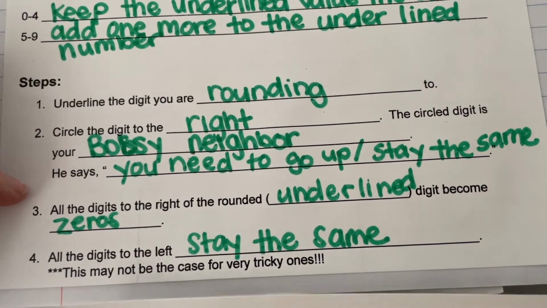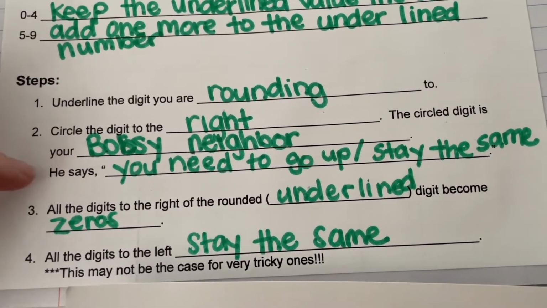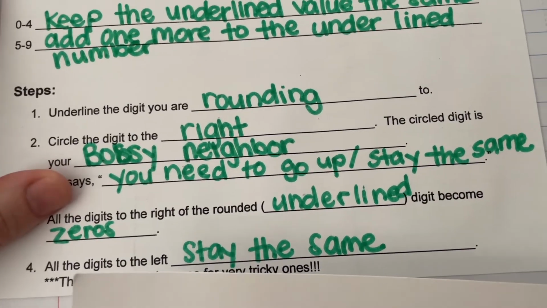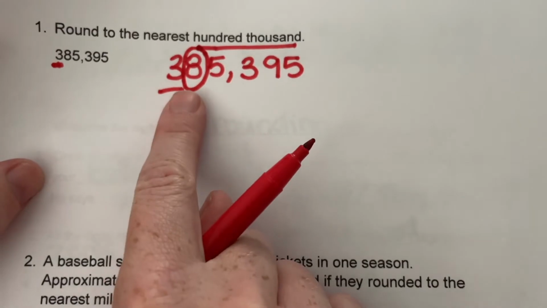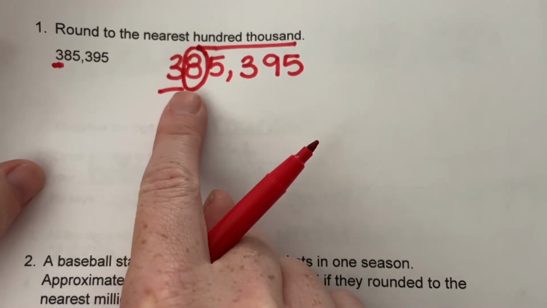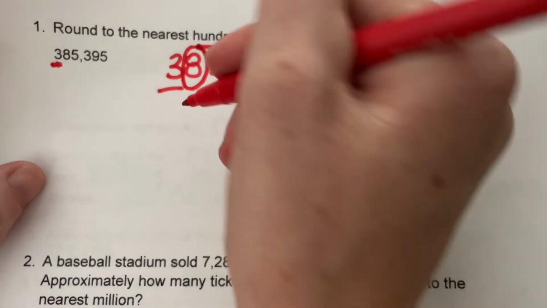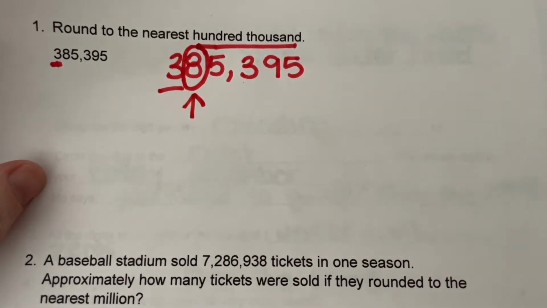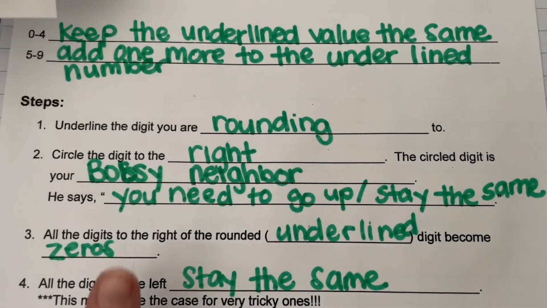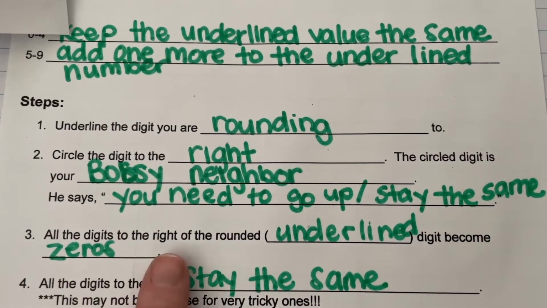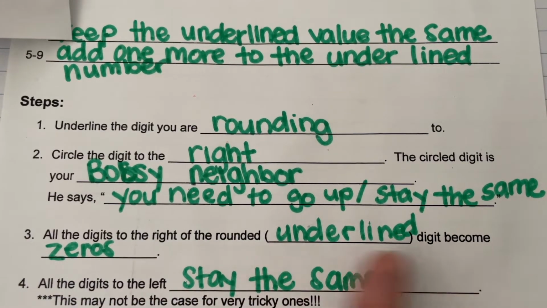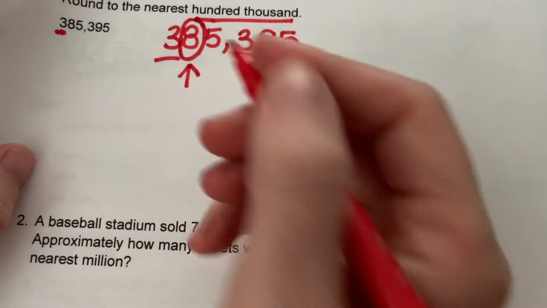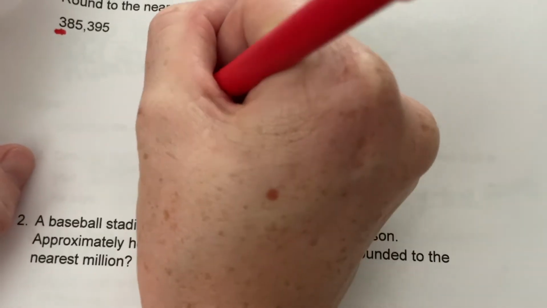So now that I have it circled, we need to figure out what that bossy neighbor is going to say. And again, we can look up here to the 0 to 4 and the 5 through 9 to see what that bossy neighbor is going to say. 8 is between 5 to 9, so that bossy neighbor is going to say, you need to go up by 1. So you need to increase your number by 1. Okay, so all the digits to the right of the rounded underlined digit become 0. So we need to round this 3. The bossy neighbor says you need to go up by 1, so it's going to become 4.